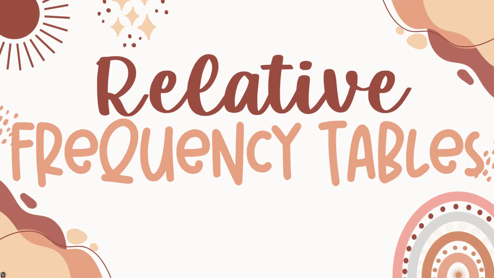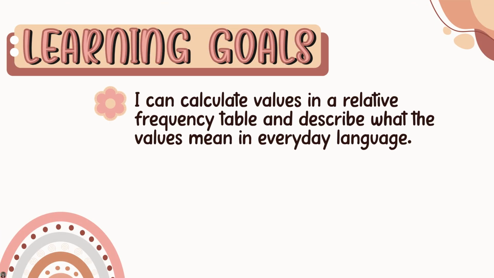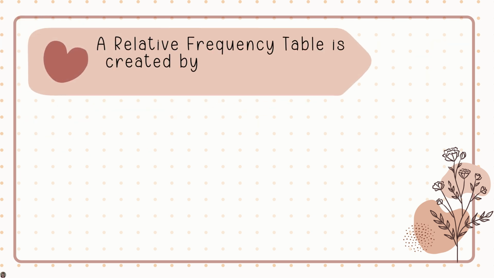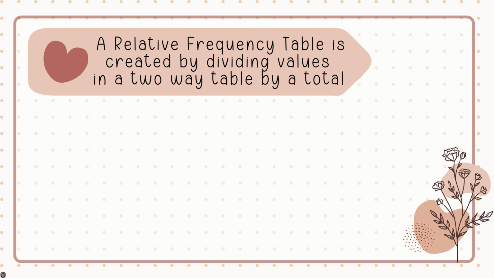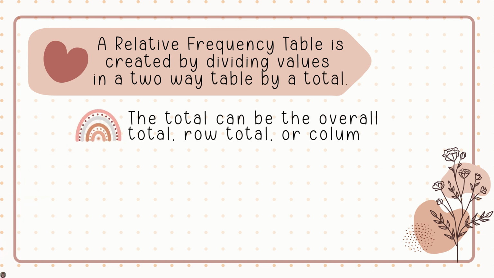Relative frequency tables. In this video, you'll learn how to calculate values in a relative frequency table and describe what the values mean in everyday language. A relative frequency table is created by dividing values in a two-way table by a total. The total can be the overall total, the row total, or the column total, depending on what we're looking for.